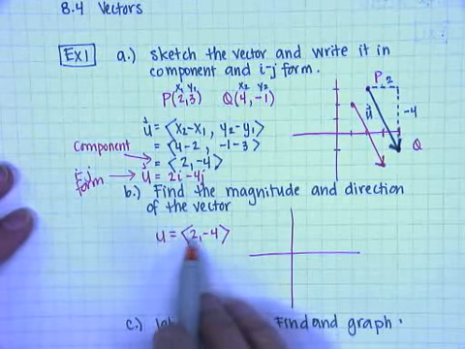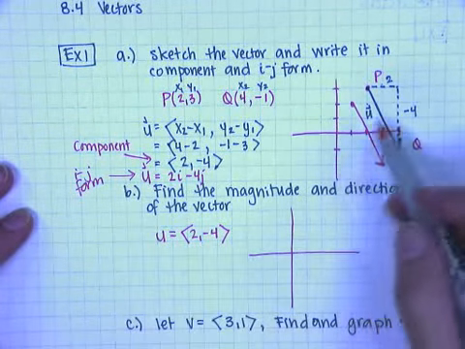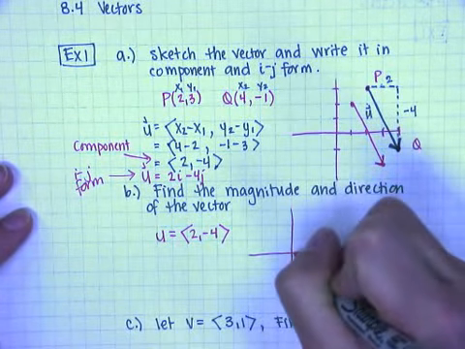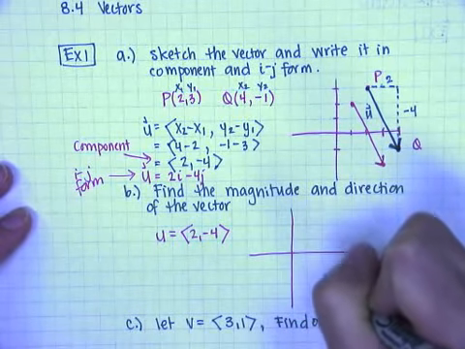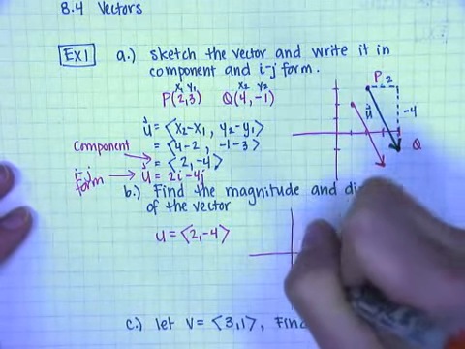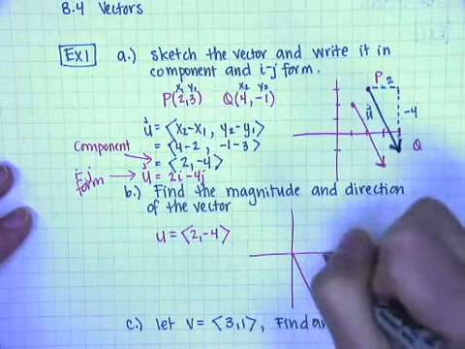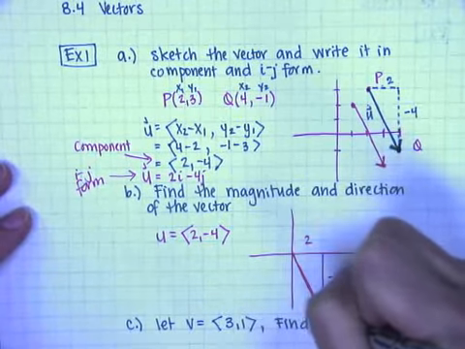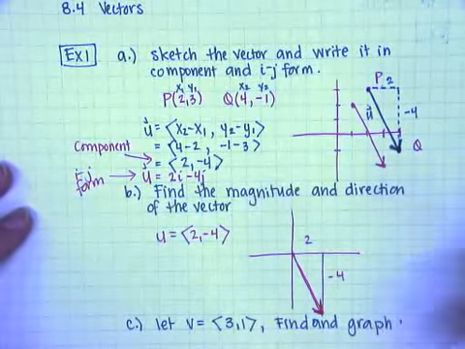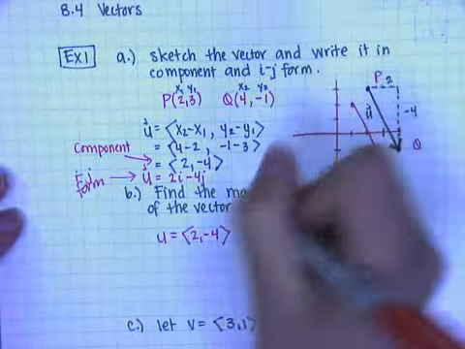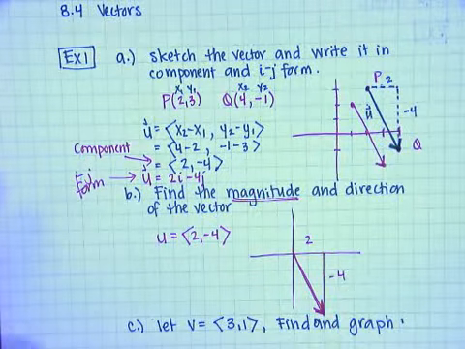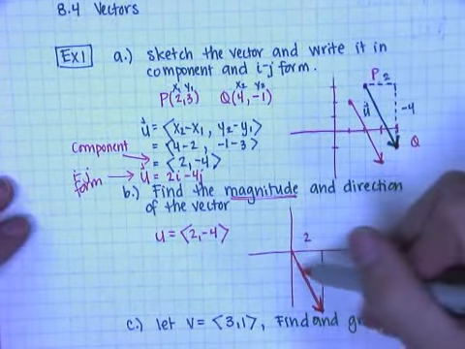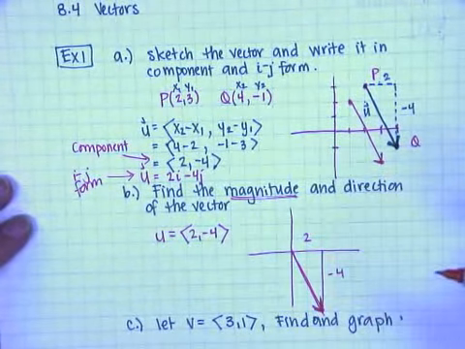So what this graph 2, negative 4 would look like if I moved it back to the origin is I would go over 2 and down 1, 2, 3, 4. So over 2, down 4, and then there's my vector. Okay. So now the magnitude of a vector. That word just means the length of the vector. It just means find how long this arrow is.